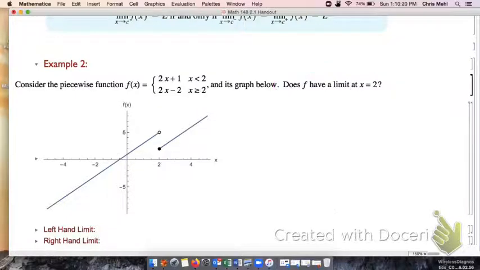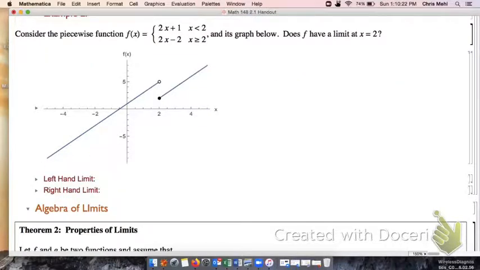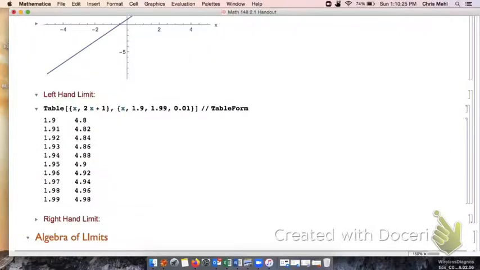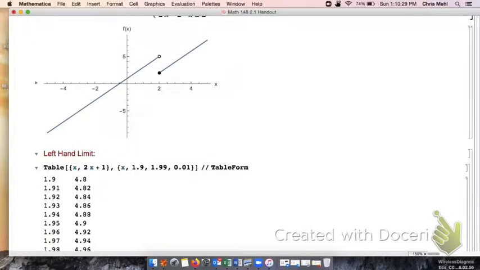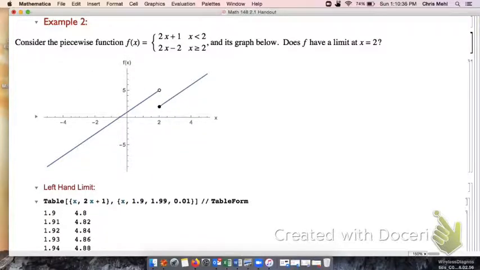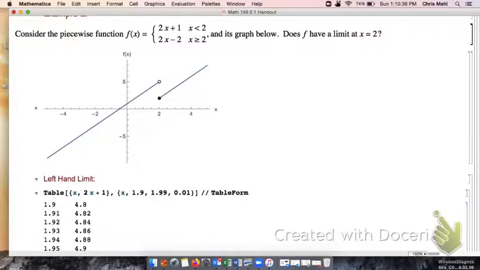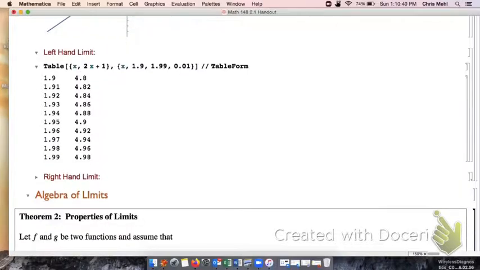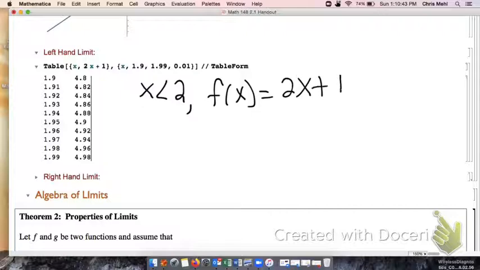So now I can come down here. Again, there's the notion of a left-hand limit. A couple things I want to point out here. Notice if x is less than 2, the piecewise function is really 2x plus 1.